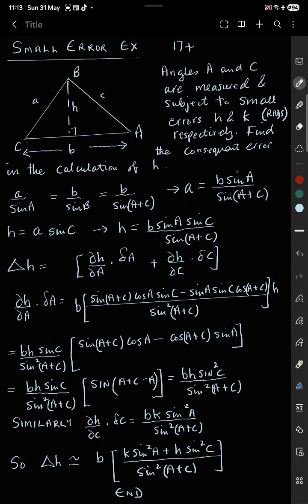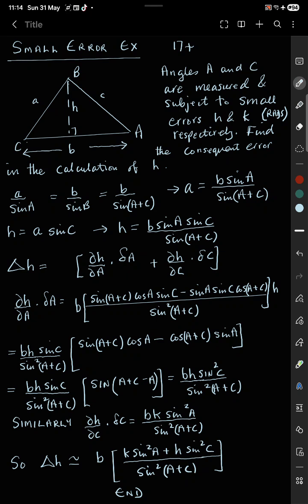Hello and good morning. Here's an exercise in small errors suitable for ages 17 and above. The triangle shows, with the usual notation, the three angles capital A, B and C, and the small sides opposite, little a, little b, little c, and h is the height of B above AC.